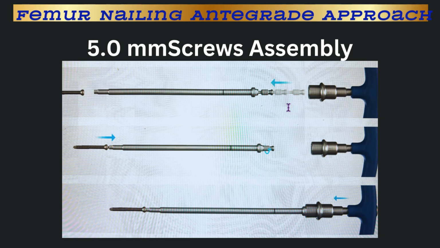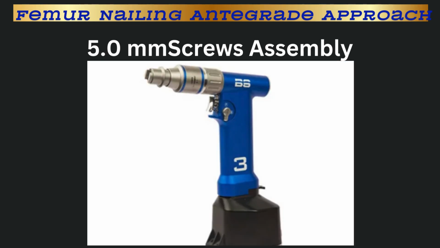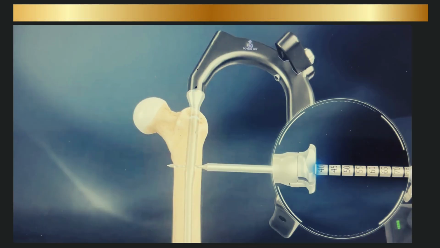The captured hex driver system is assembled by placing the screw onto the 5 mm hex driver, then engaging the capturing rod. The capture construct is then connected to the T-handle. This attachment can also be used in a Hudson power adapter should power insertion be desired.